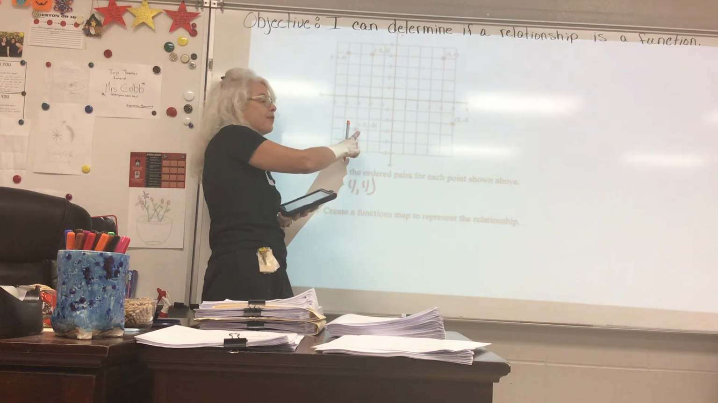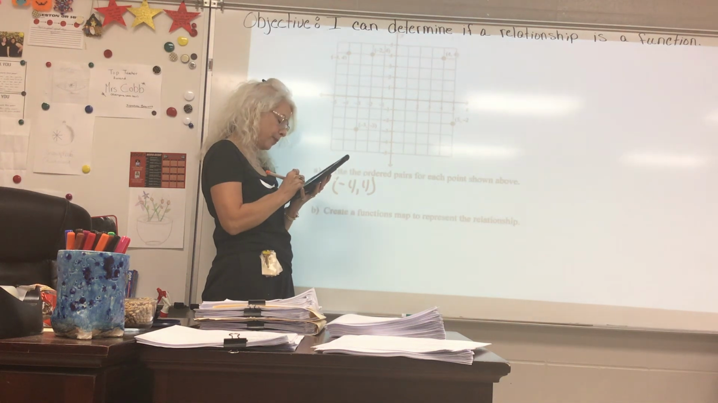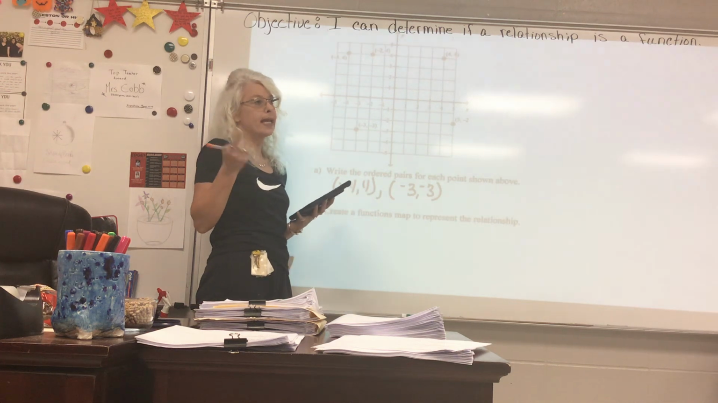Now, what's the ordered pair for this point? Negative 3, negative 3. So I'm gonna put a comma, and then I'm gonna write down my ordered pair. If you do not put commas in between your parentheses, Savas will not take it.